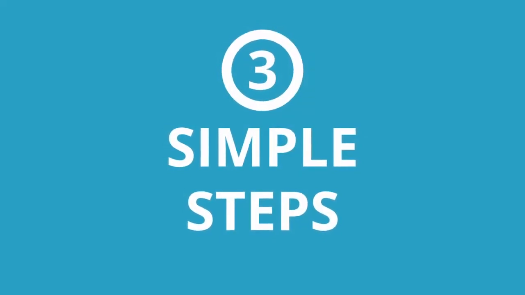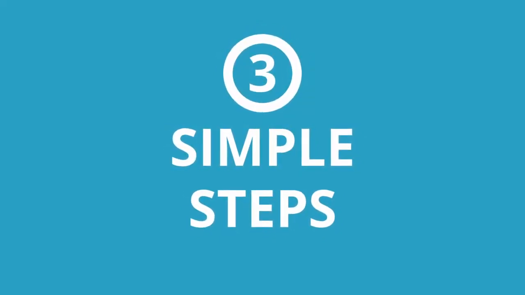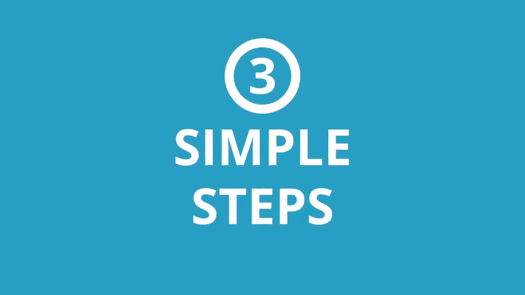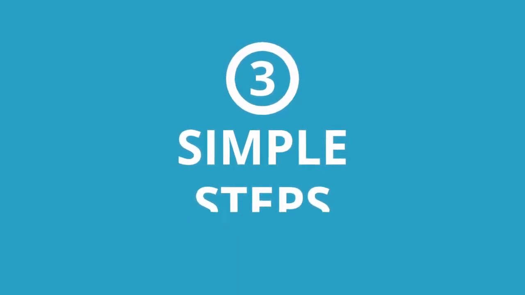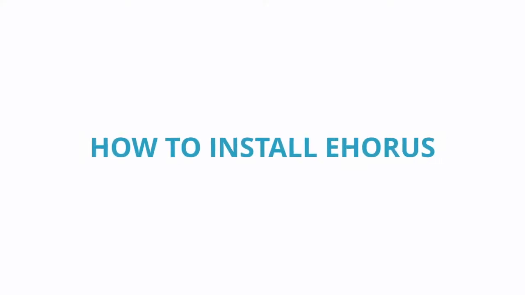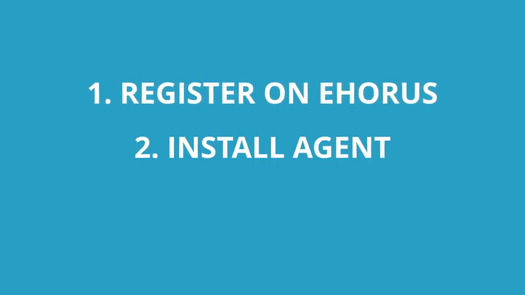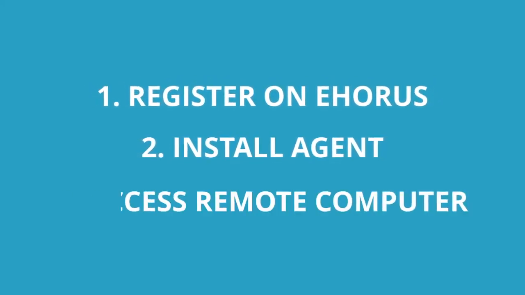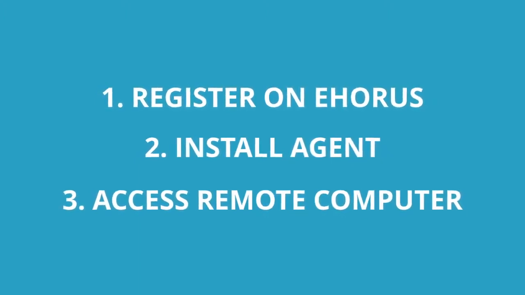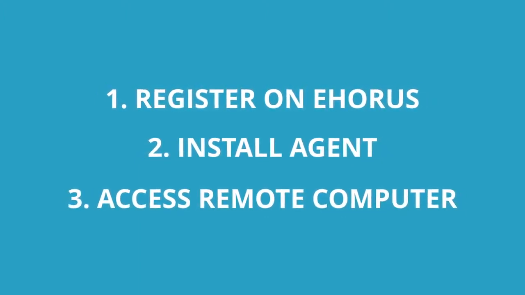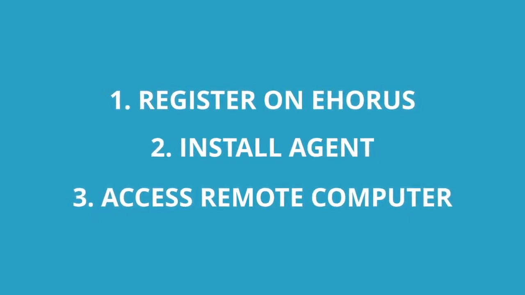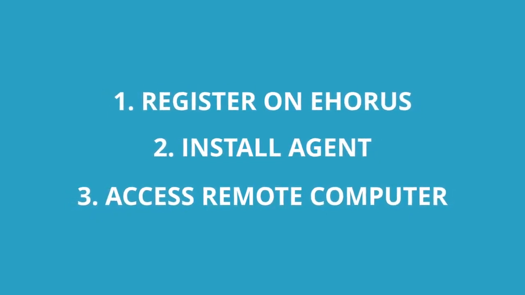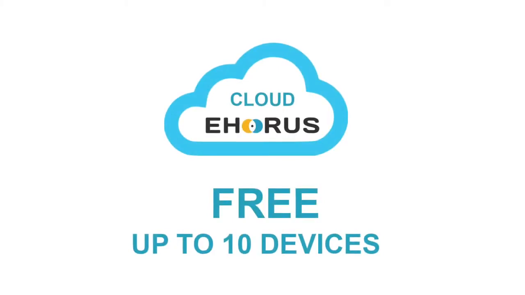Throughout this video, we will learn in 3 simple steps how to install eHorus. We will use a Windows machine as a remote computer since it is the most widespread operating system, but there are also agents for Mac and Linux. The 3 steps for installing eHorus are very simple. First, sign up on eHorus.com website. Second one, download the agent to be installed on the computer that you wish to access remotely. And third one, access the remote control system from your browser. It is that simple, and then you will already have your remote control software ready.